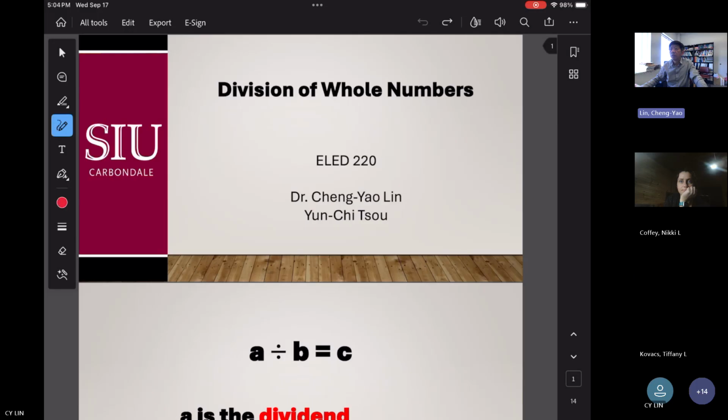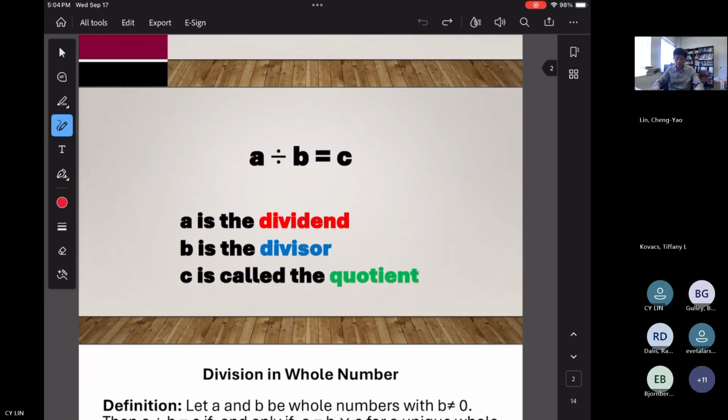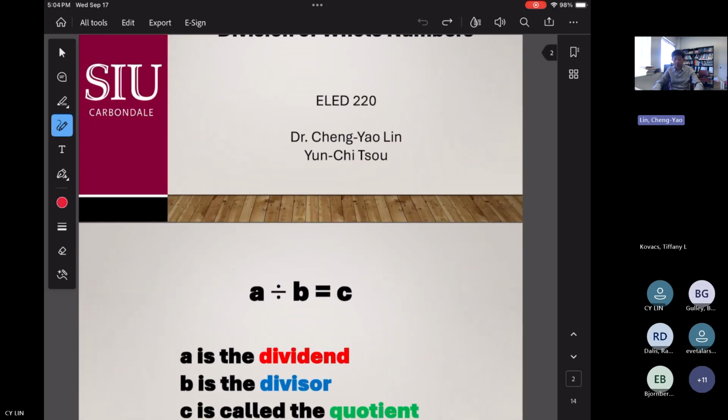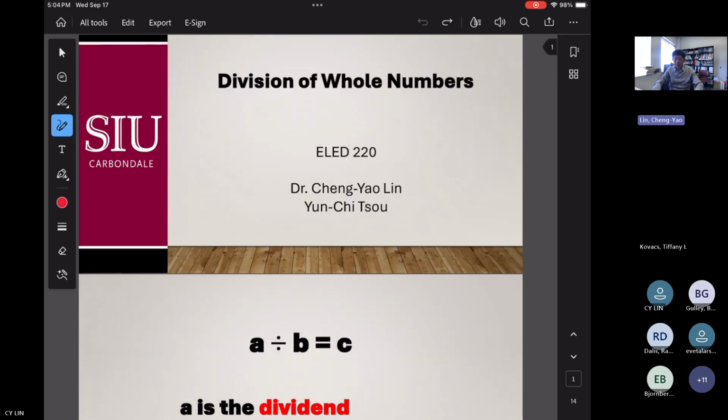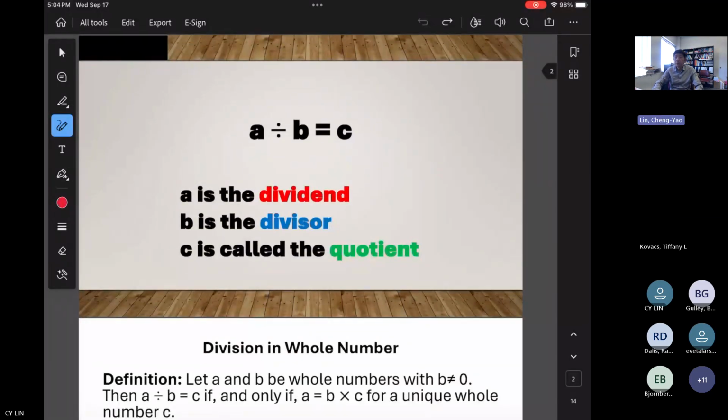So we're moving to lesson 4, division of a whole number. Last time we talked about multiplication of whole numbers, and this time we're going to talk about division of a whole number. A divided by B equals C. We have a name for A: it is called the dividend. B is the divisor, and C is called the quotient.